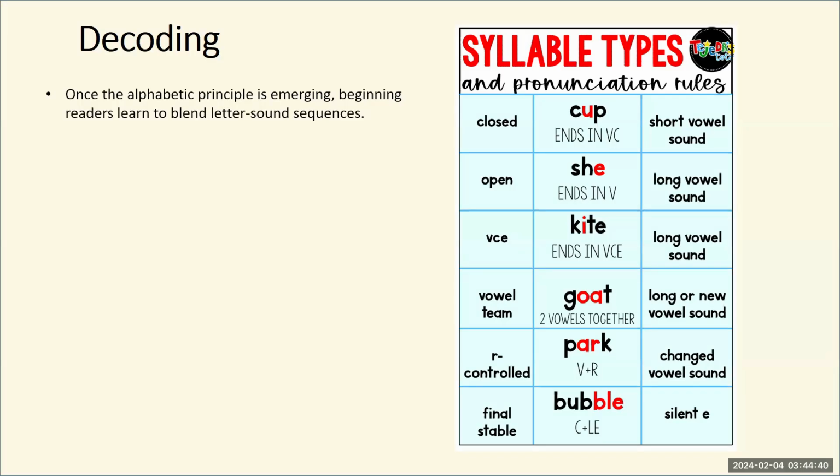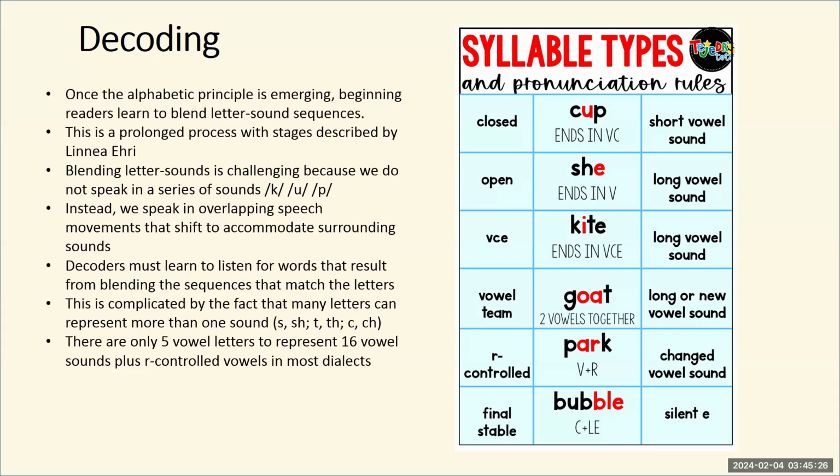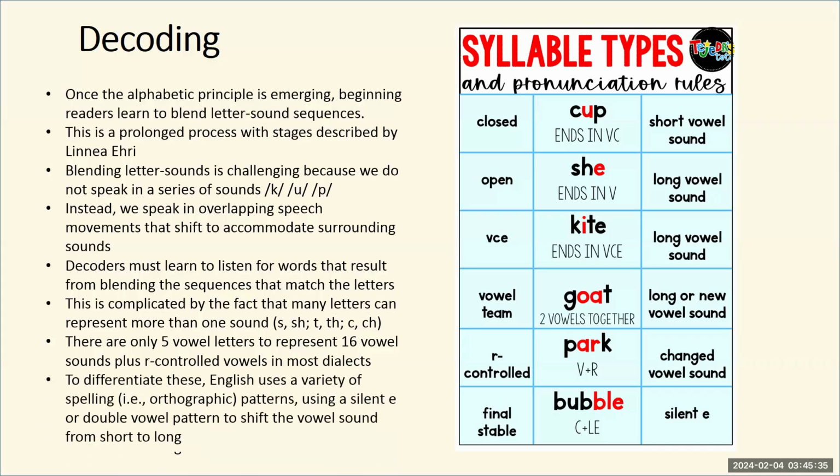Instead, we speak in overlapping speech movements that shift to accommodate surrounding sounds to smoothly transition between the sounds. Another big complication is that there are only 5 vowel letters to represent 16 vowel sounds, plus all of the R-controlled vowels in most dialects. So to differentiate those, English uses a variety of spellings or orthographic patterns, using a silent E or a double vowel pattern to shift the vowel sound from short to long.